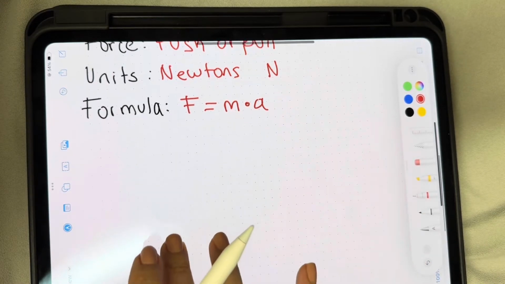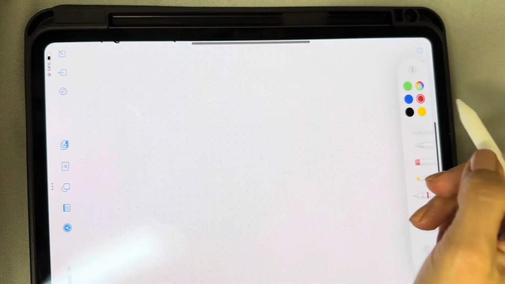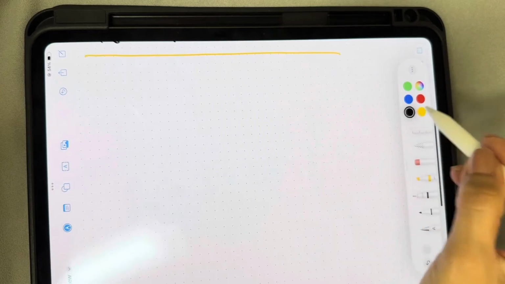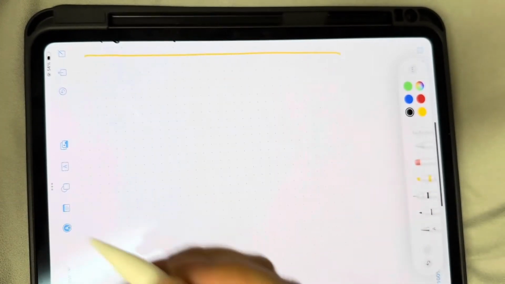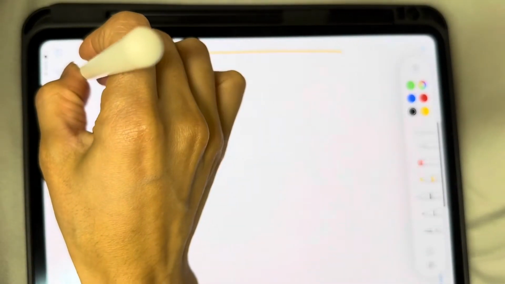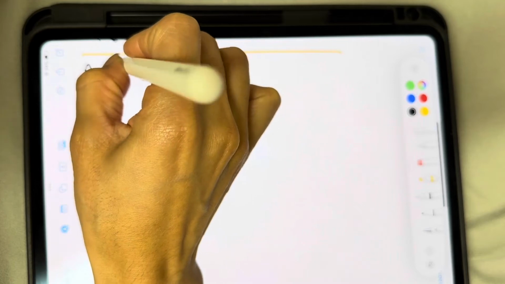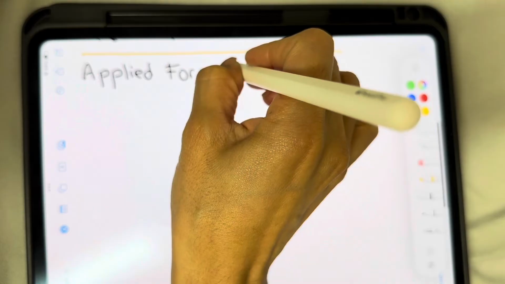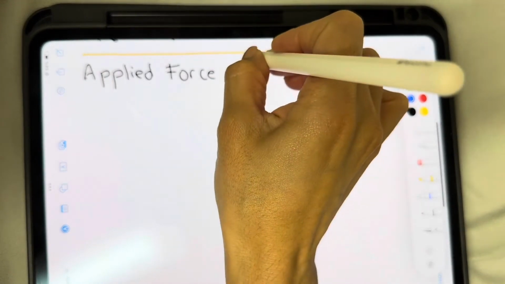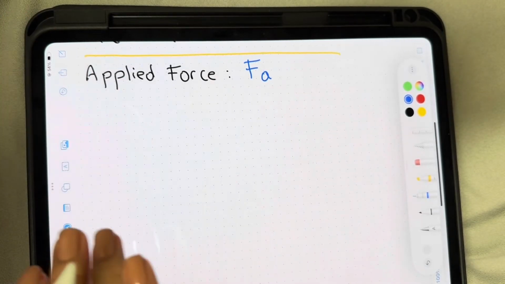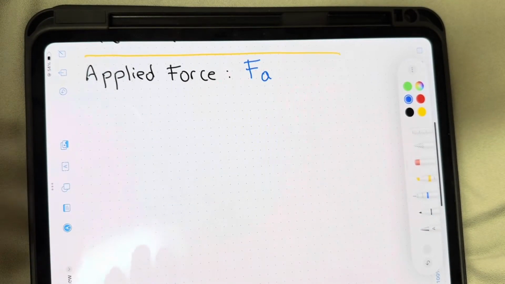Okay, so what are the forces we have? For this class, we are going to study 5 types of forces. So if there is an applied force, we represent that with FA. Applied force means when you push at something, when there is contact and you're pushing at something, basically.